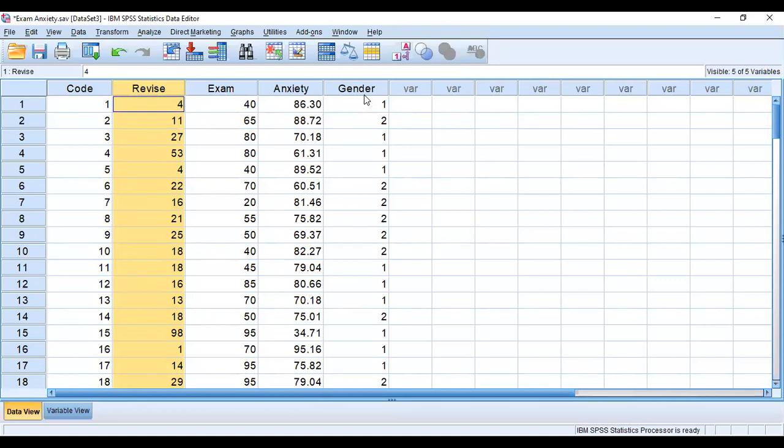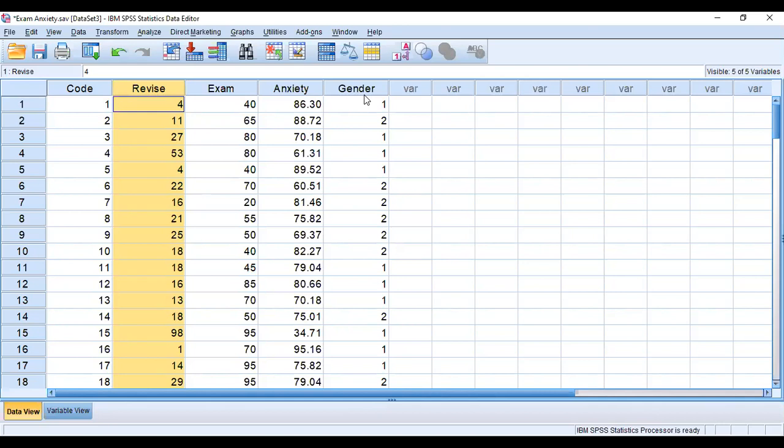Through this particular case study, we want to know, is there any relationship between revision time and exam performance? It means if a particular student gives more time to his study, will he get good marks in the examination or not? Is there any positive correlation or negative correlation? Second is revision time and anxiety. Is there any relationship between exam anxiety and exam performance?